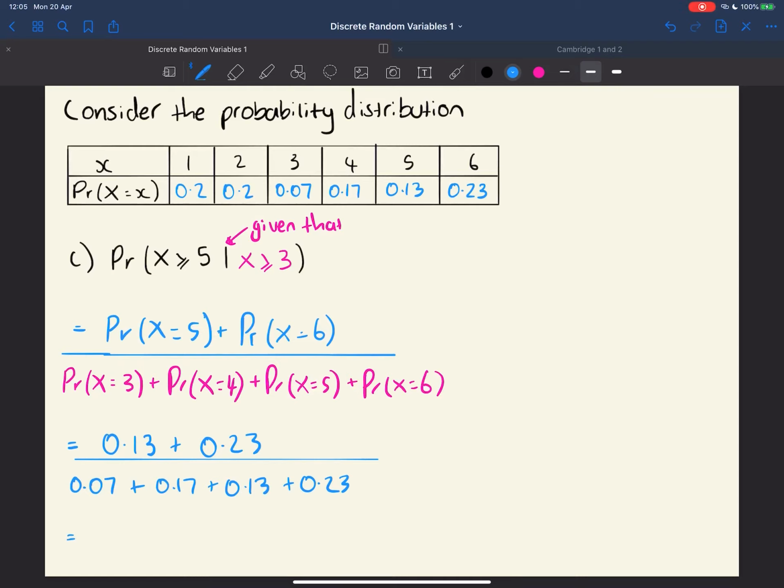When we add these together, top and bottom, we get 0.36 over, and if you add these, you get 0.6. If you simplify 36 over 60, you get 0.6. And if you want to put it as a fraction, 0.6 is 3/5.